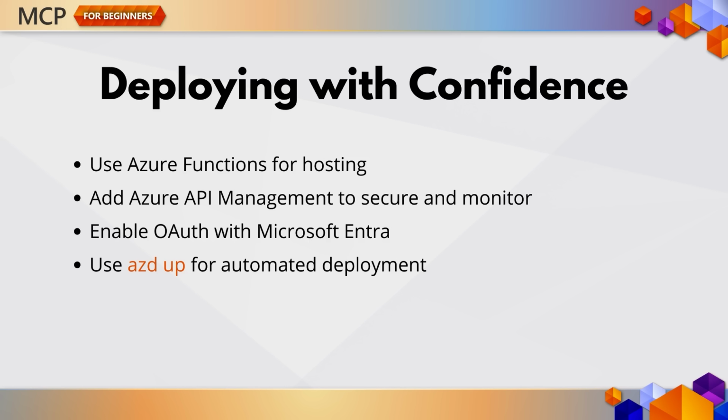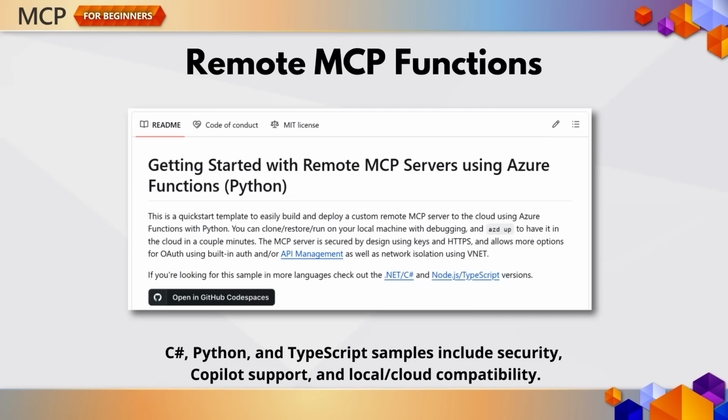With just a few commands using AZD up, you can deploy everything: function apps, API management, and all dependencies automatically. And if you're wondering, can I test this locally before I ship it? Absolutely. These examples are designed to work both locally and in the cloud, so you can iterate fast and scale later. The remote MCP function samples show how to implement secure, production-ready servers in C#, Python, or TypeScript, complete with network isolation, OAuth, and support for GitHub Copilot agent mode.